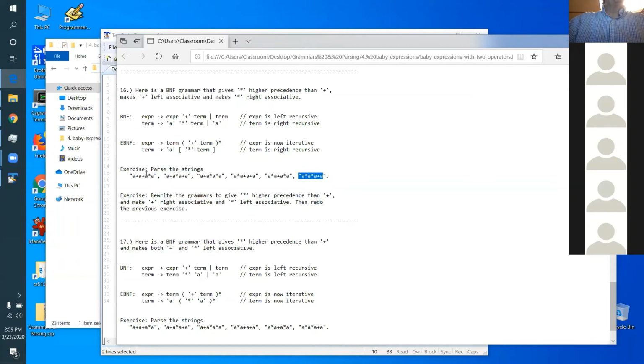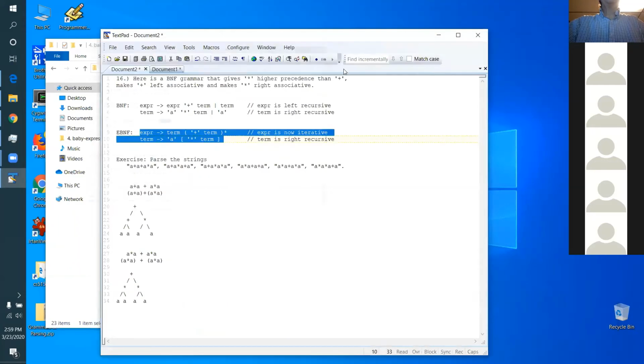See here, the one we did here has 2 stars, but they're not associative because they have a plus in between them. So this star doesn't associate with that star. But here, these 2 stars are in a row. So those 2 operators in a row, you have to do an associativity with them. So let's do this one. Let's do this one last one. Okay, so let's parse that one.